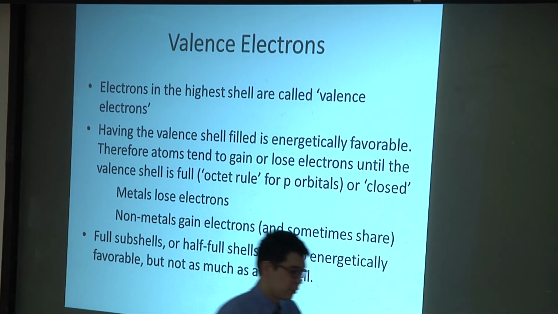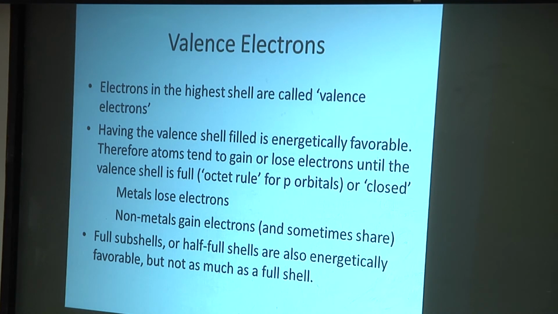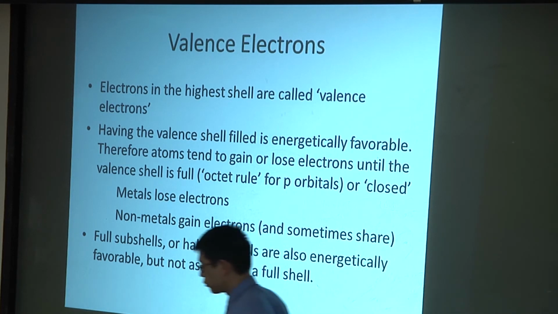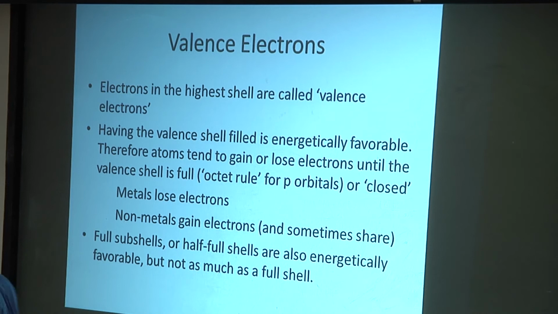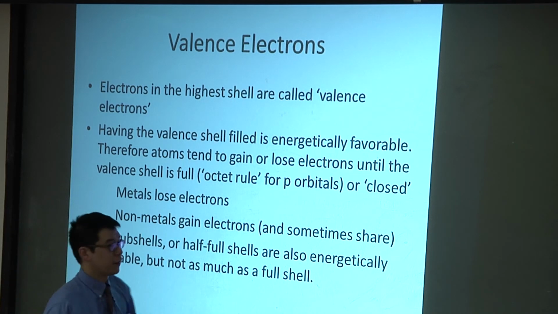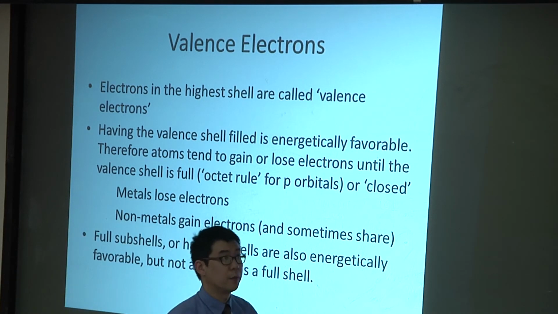This tends to be known as the octet rule, because if you have a filled s and a filled p, in any case, you have 2 plus 6, 8 electrons. Metals lose electrons, nonmetals gain electrons. Sometimes they share electrons. This is setting the stage for bonding, which is going to be in chapter 9. And then full subshells and half-full shells are also energetically favorable, but not as much as a full shell.